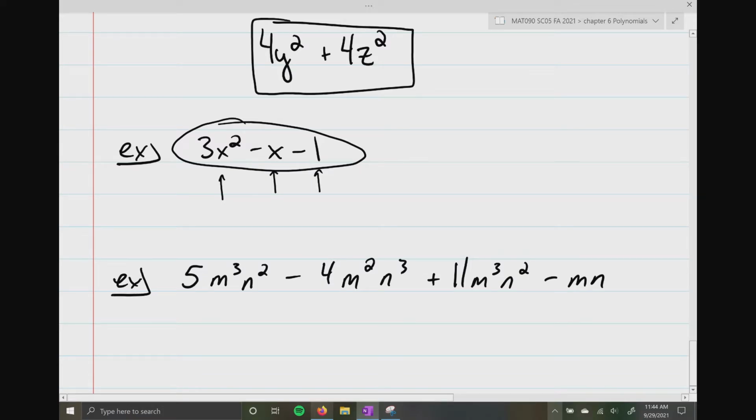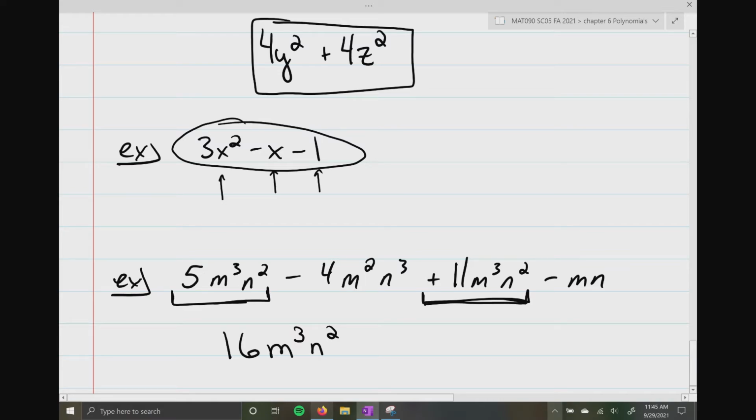Same variable, same exponent. So if I look at the very first term right here, that is 5m to the third, n to the second. What you need to be able to do is scan all the other terms and say, do I see any other terms with m to the third, n to the second? The answer is yes, it's right here. So once you've established same variable, same exponents, 5 plus 11 is going to be 16 m to the third, n to the second.